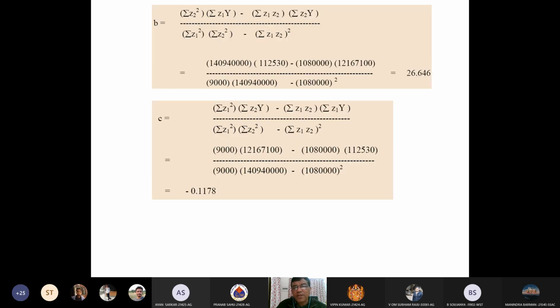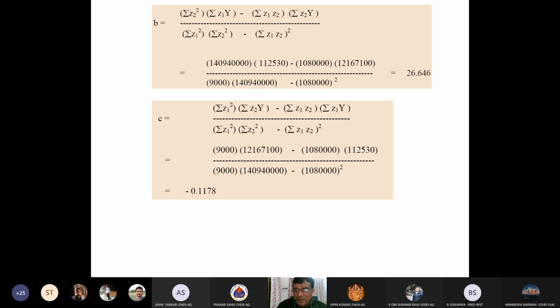So now let us see how we can find out the value of B and C. In case of B, you have certain parameters, and these formulas have been derived by a statistician. So to calculate the value of B, these are the different formulas. By putting all these parameters from the last slide or table, you get the value of B as 26.646. You need not bother about remembering this formula, but friends, this is the procedure.